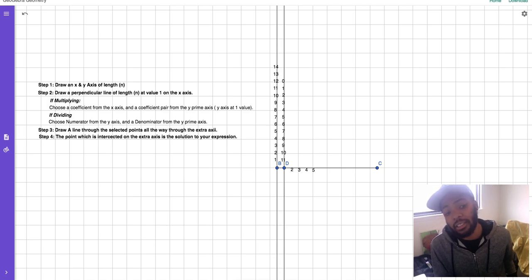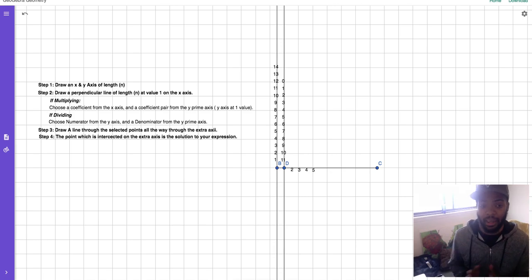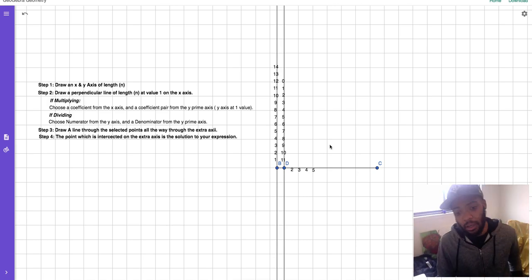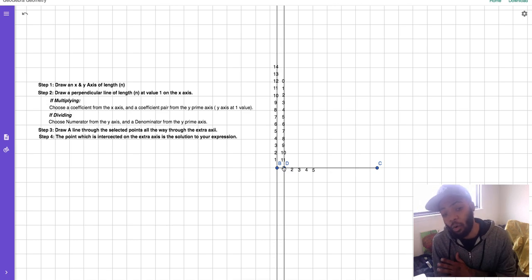So step two is to just draw a perpendicular line of length n at value 1 on the x-axis. What that means is we want to reflect the line that we have over here at the origin, and put that over here on the 1 value. The reason being is that this axis that we just created is supposed to represent our numerator, essentially. This is the thing that we're dividing by, or it can also be our coefficient. It's the thing that we're multiplying by. But it's essentially the thing in between your answer and your input.